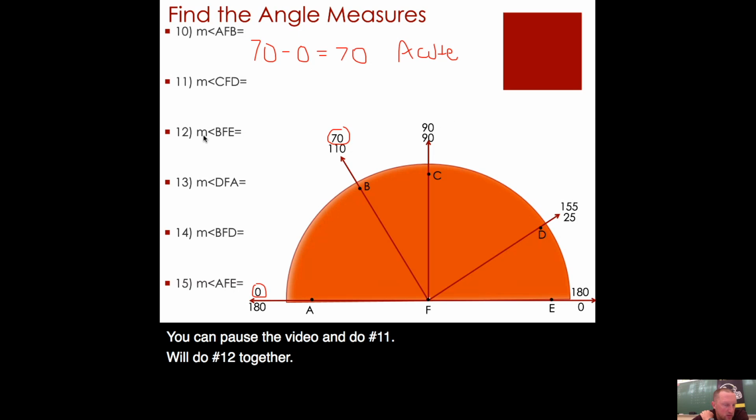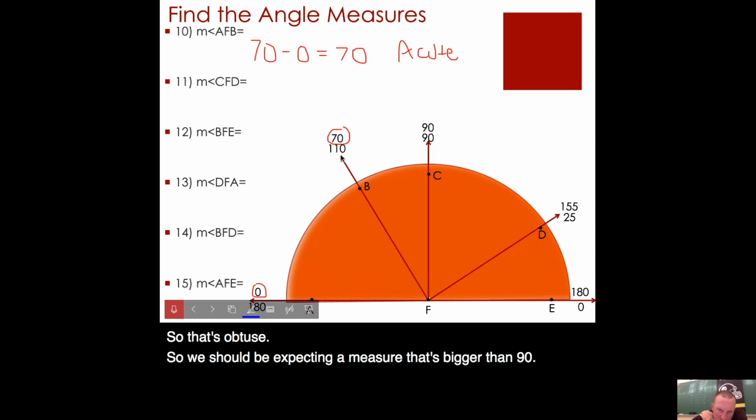We want to find the measure. This is how you read this. Measure of angle BFE. Find it first. Here's angle BFE. It's this one. I think you can tell immediately it's a bigger, fatter angle. So that's obtuse. So we should be expecting a measure that's bigger than 90.